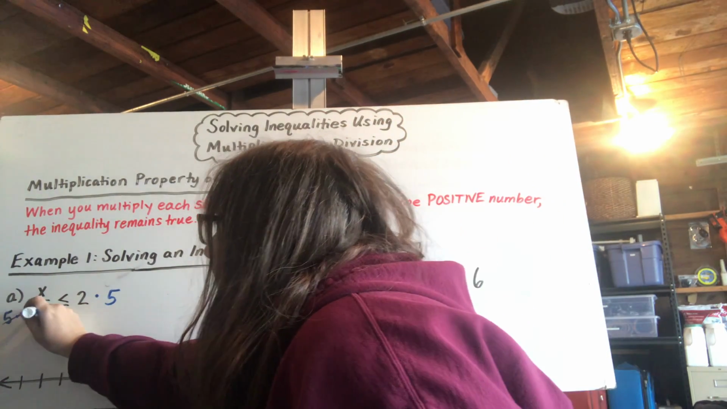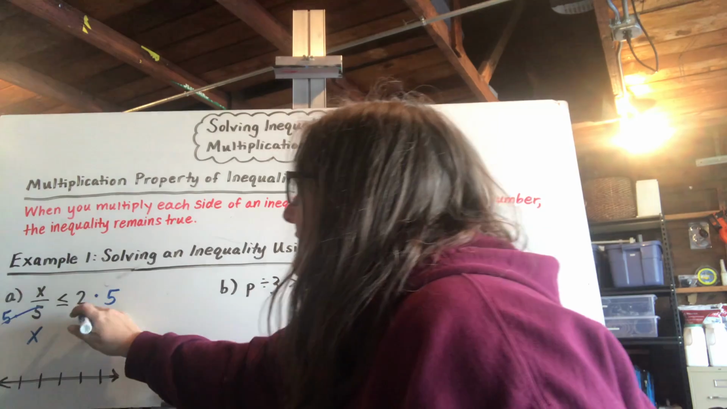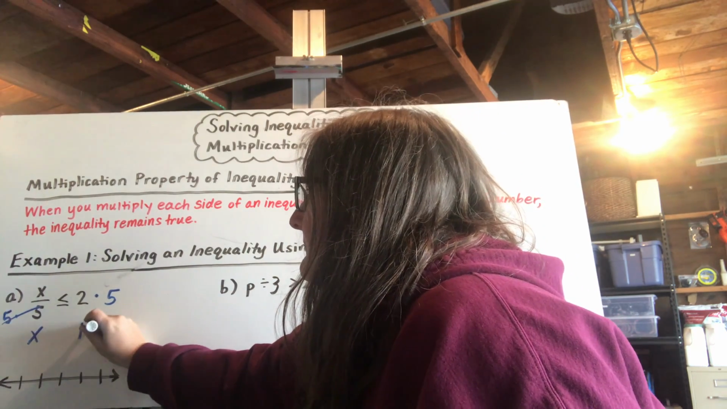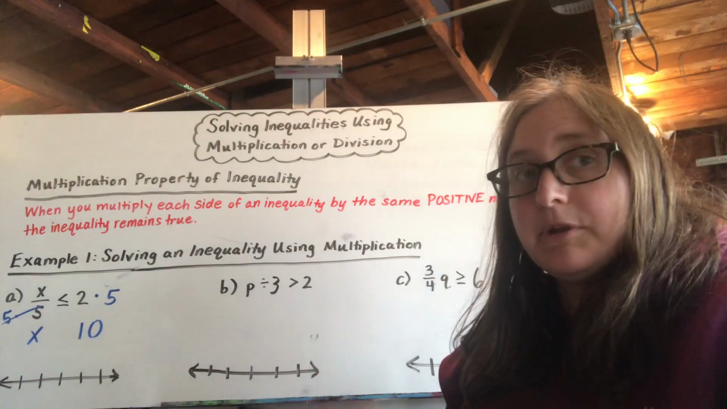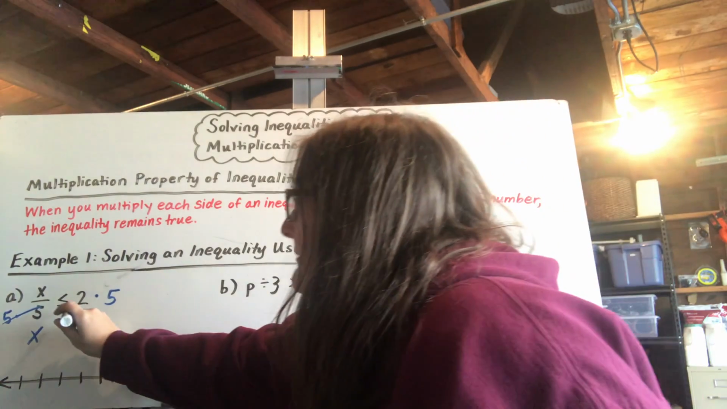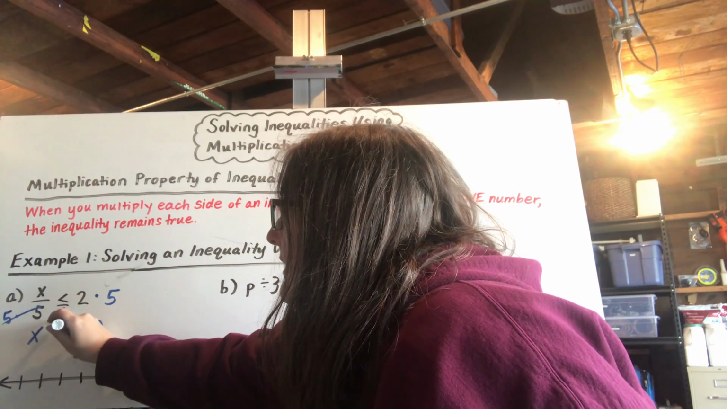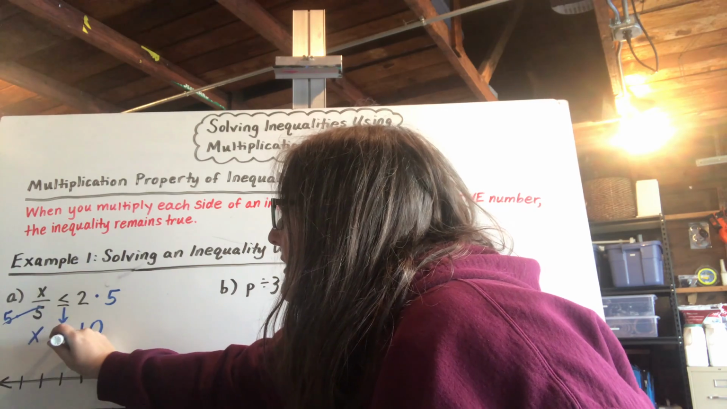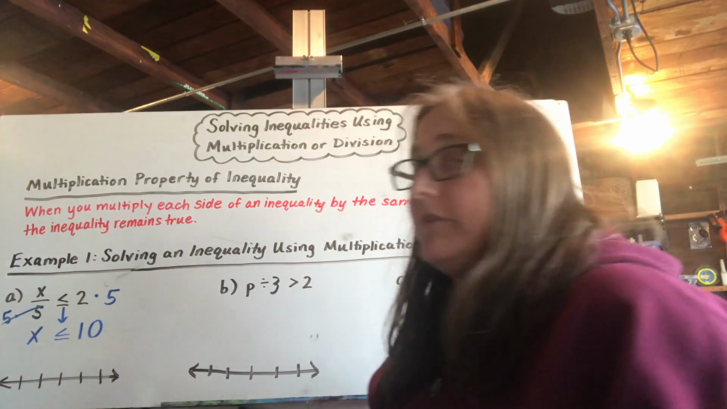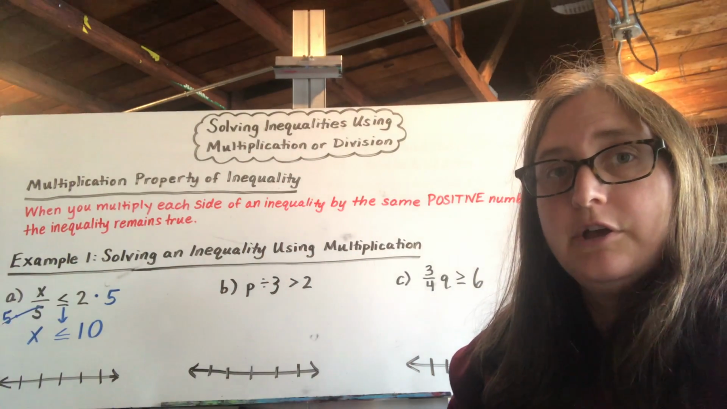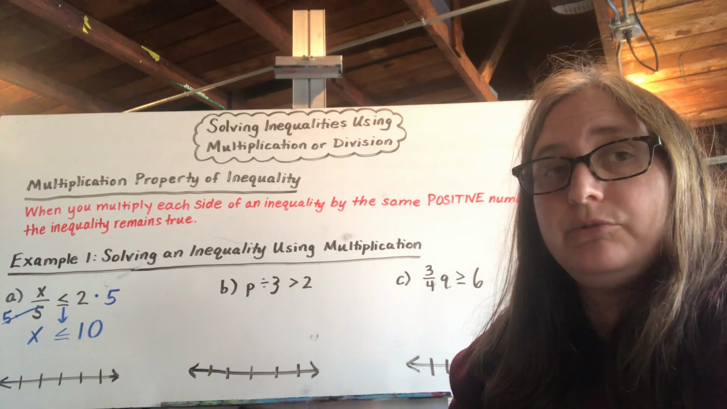So in this case, the 5s will cancel out, and on this side, 2 times 5 is 10. The last thing I'm going to do to solve this inequality is take my inequality sign, not changing it or anything, and just copy it down here between my variable and my final answer. So x is less than or equal to 10.